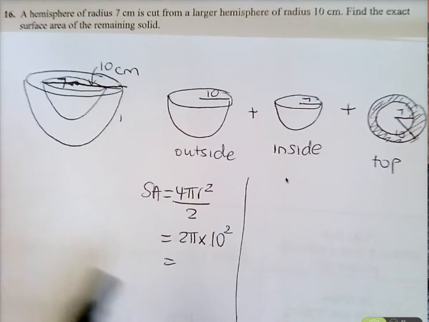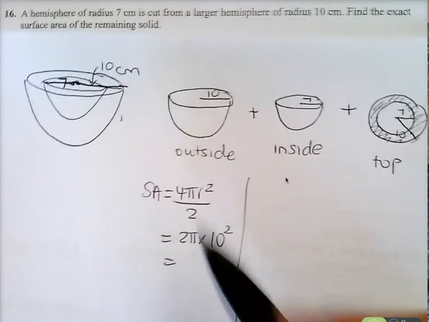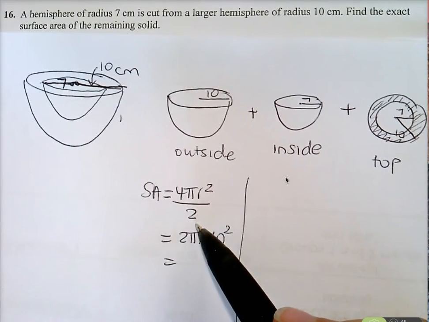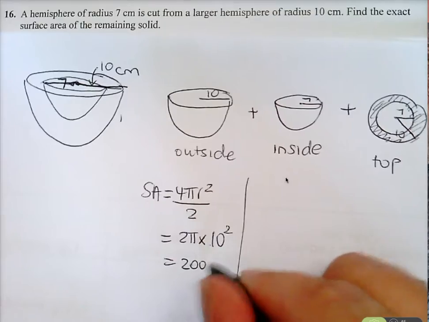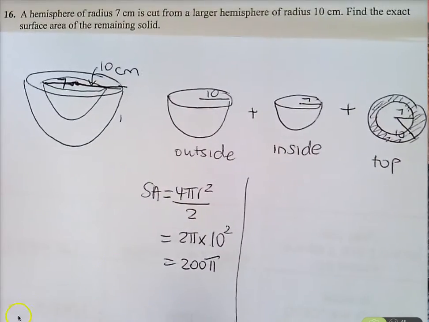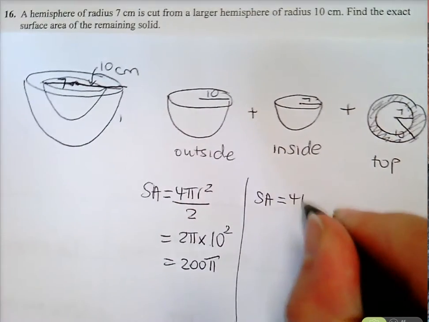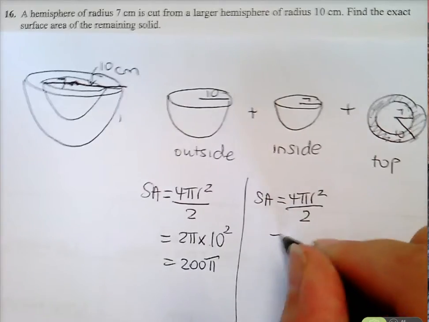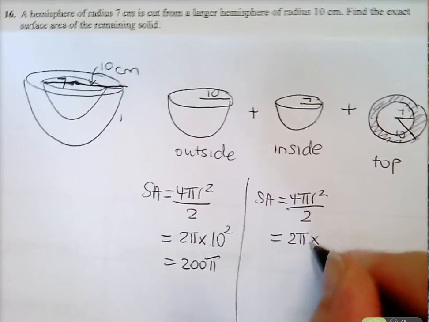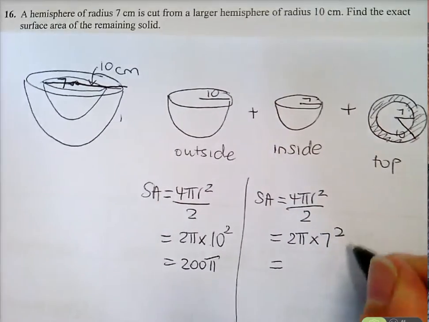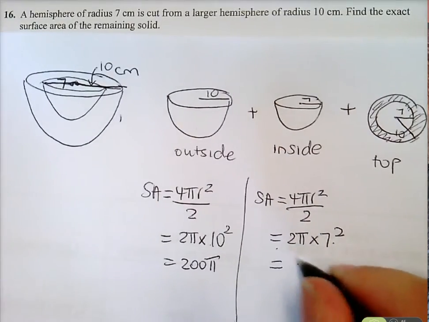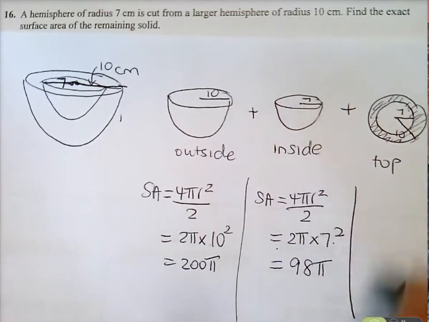Okay, let's keep going. So outside of the bowl, 4 pi r squared divided by 2 is 2 pi r squared, which is 200 pi. Inside the bowl, 4 pi r squared over 2, which is 2 pi r squared, 2 pi times 7 squared. 49 times 2, 98 pi.